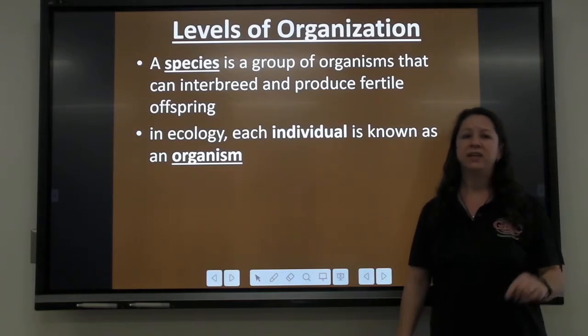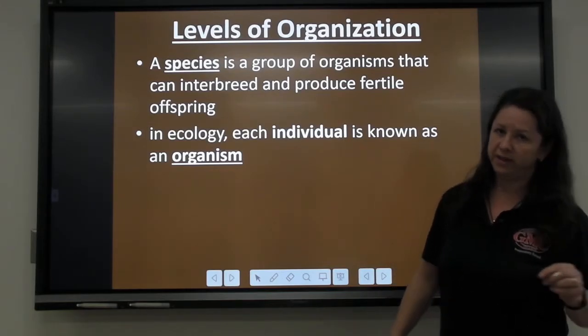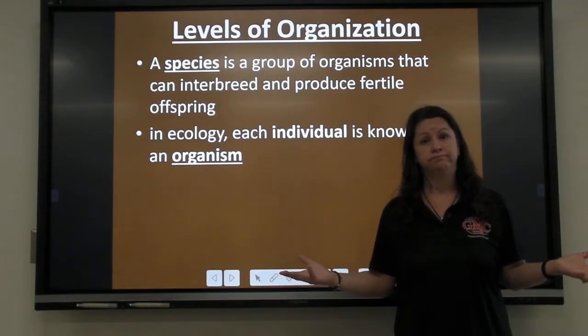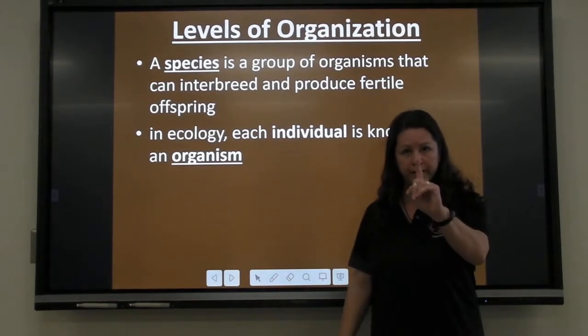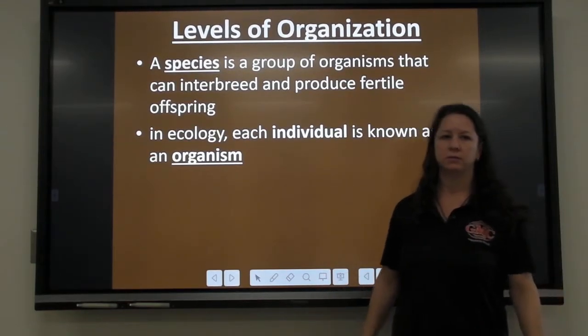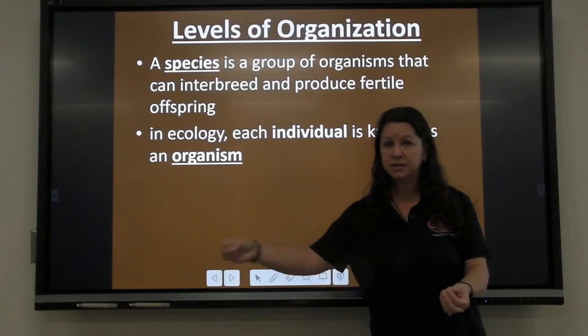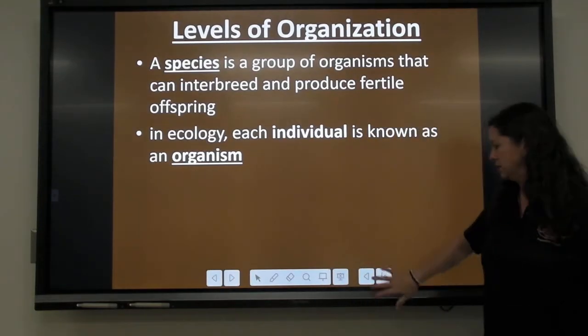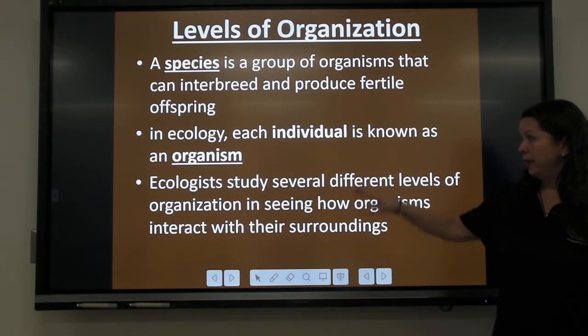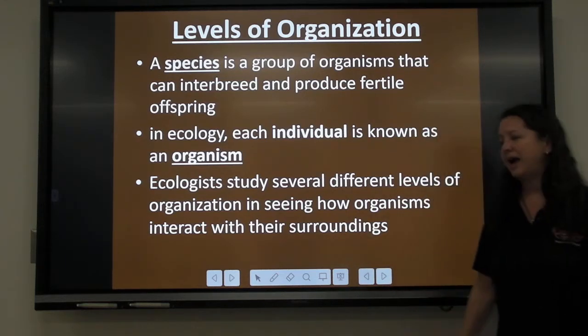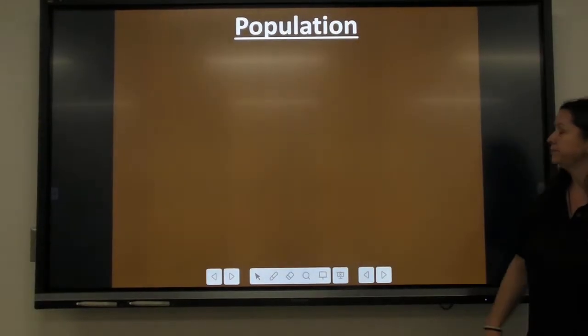Now, each individual within that species is simply called an organism. So this is our smallest level: one living thing, an organism. A group of all those organisms that are all the same is a species. Now, ecologists, as I said, study several different levels to see how they interact with their surroundings.